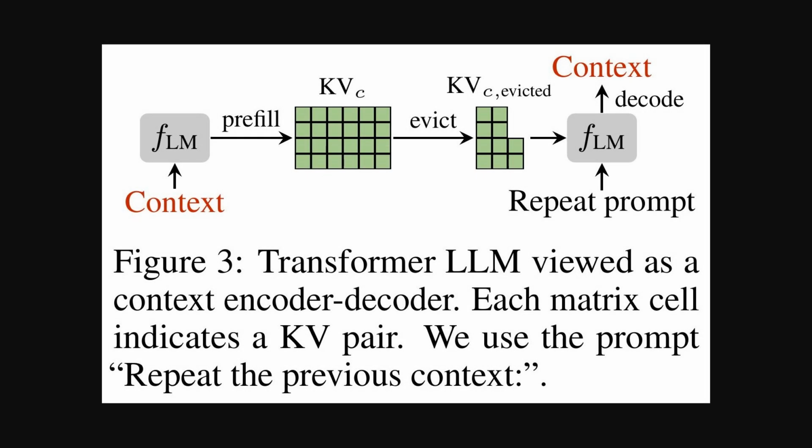Alright, and this next figure reinforces that same idea by framing the process in a slightly different way. It views the LLM as a context encoder-decoder. So the encoder part is that initial prefill, where the model reads the context and encodes it into that full key value cache. Then, after the eviction step where unimportant pairs are dropped, the model acts as a decoder. It uses a prompt like, repeat the previous context, to try and reconstruct the original text using only the smaller compressed cache. This is the core test of the compression's quality.